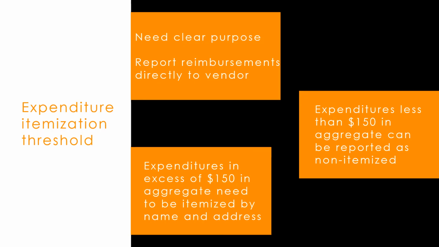Just like receipts, expenditures have the same $150 itemization threshold. Expenditures should have a clear purpose, and when you report reimbursements, you should report the ultimate vendor rather than the individual who is being reimbursed. All expenditures of $150 or less in aggregate to any source can be reported as non-itemized by lumping the small expenditures together and reporting as one amount. Expenditures in excess of $150 need to be itemized. Itemized expenditures will require the name and address of the vendor along with the date, amount, and purpose of the expenditure.